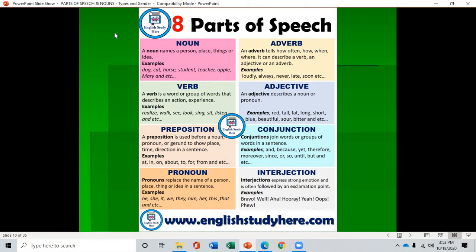Next, adverb. An adverb tells how often or how or when, where. It describes the verb. Okay? So yung kilos o galaw is being described by the adverb. For example, how often do you sing sad songs? So maybe you can say always, never, or seldom. Okay, yung mga words na yon, these are what you call adverbs.